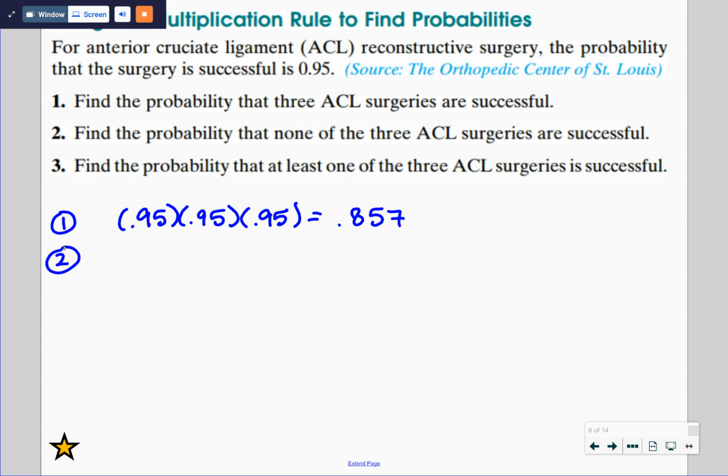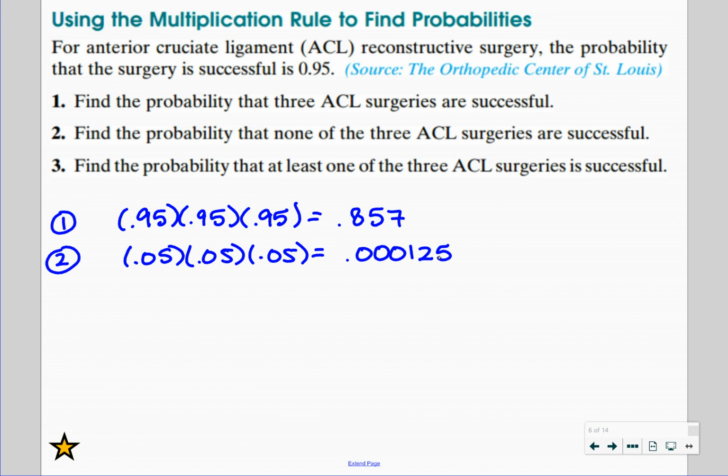Find the probability that none of the surgeries are successful. Okay, so that means the first one is unsuccessful, the second one is unsuccessful, and the third one is unsuccessful. If the probability of success is 95%, what's the probability of failure? Right, it's a complement, right? 1 minus the probability that we have. 0.05, 0.05, 0.05. Okay. So 0.05 to the third gives me 1.25 times 10 to the negative fourth. I'm just going to write it all the way out. This is what that number looks like if I write it in standard notation.